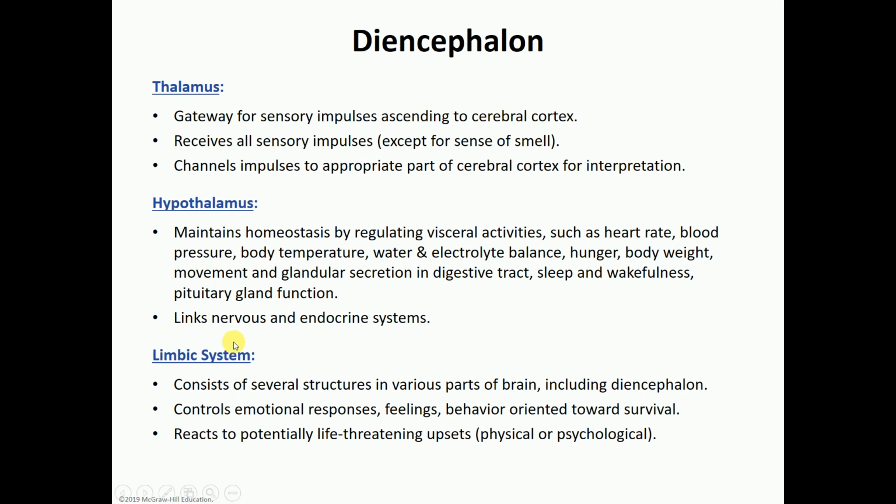Now, the limbic system is not really one part in the brain. It's more of a lot of different parts put together, and they have a shared function. That's why it's called a system, because it's not one part of the brain. It has lots of parts, so it includes parts of the diencephalon, parts of the frontal lobe, and various parts of the body. It controls emotional responses and our feelings and behaviors that are really towards survival.